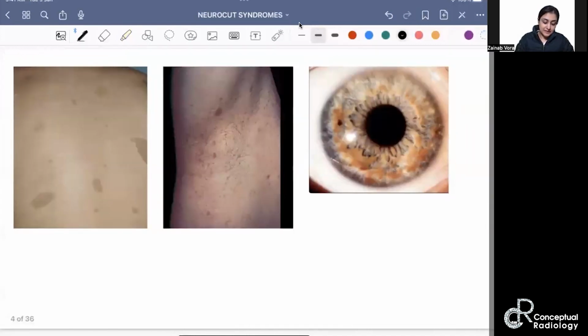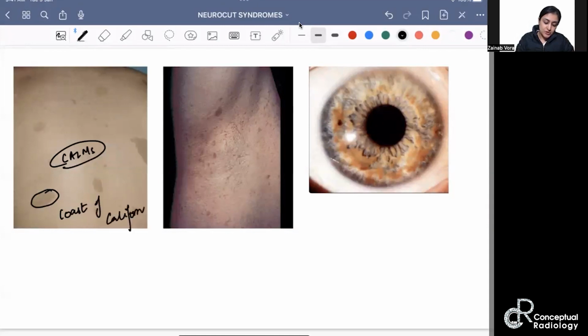So what you see here are the classical café-au-lait macules. If I can give you some bit of information here about these macules, they have this very smooth margin which has been likened to the coast of California. Right. On the other hand, you also have café-au-lait macules in another syndrome that we will learn, which is called McCune-Albright.